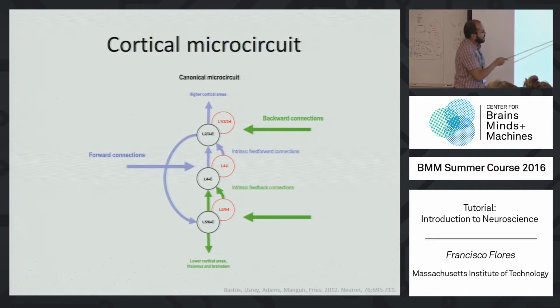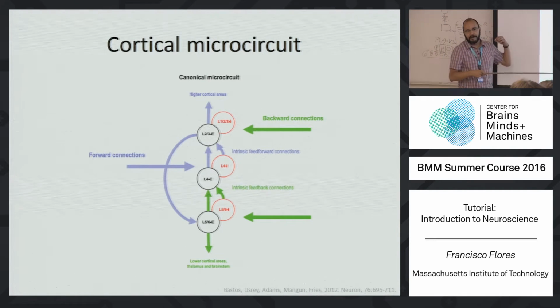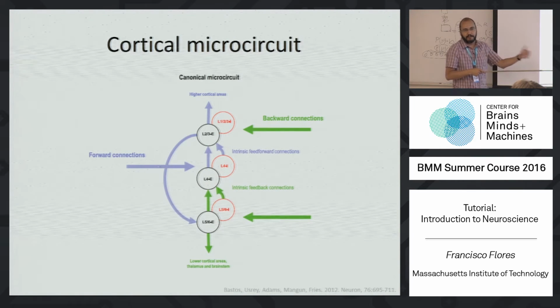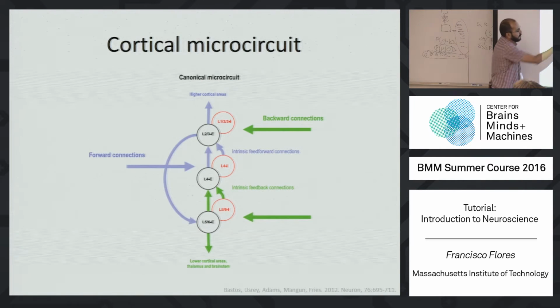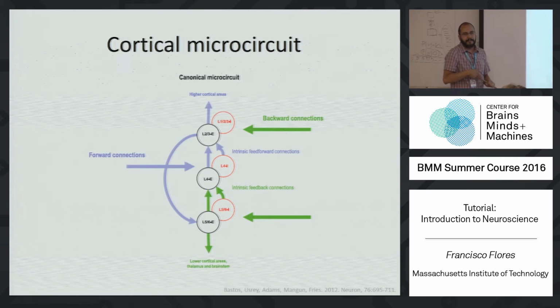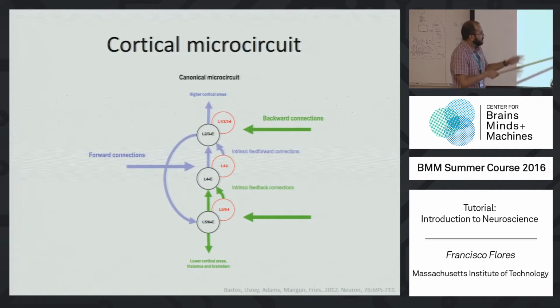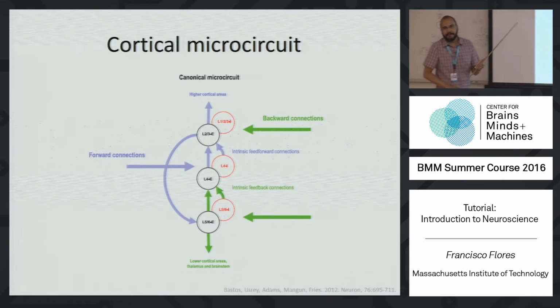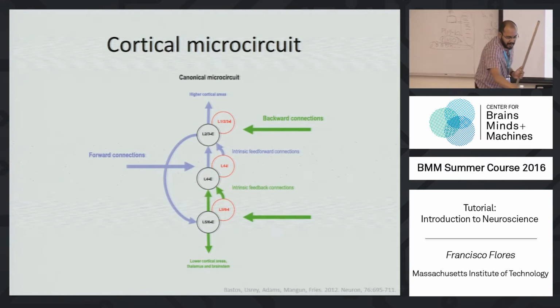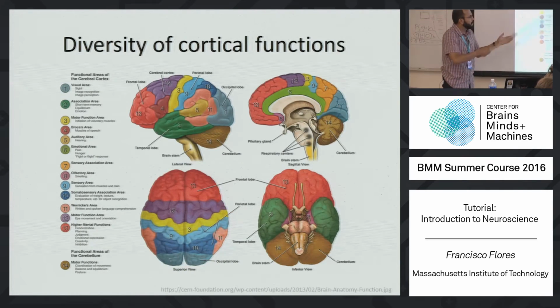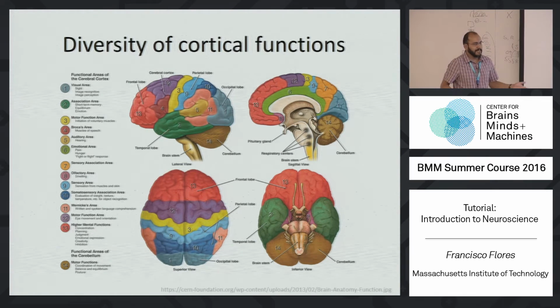And then these guys here receive the forward connections that are coming from other cortical areas or from some subcortical areas. And they are also receiving the feedback connections that are typically coming from higher cortical areas. And this is basically the building block that forms the cortex, and that allows for a huge amount of specializations of the cortex, even though the basic circuit is the same.